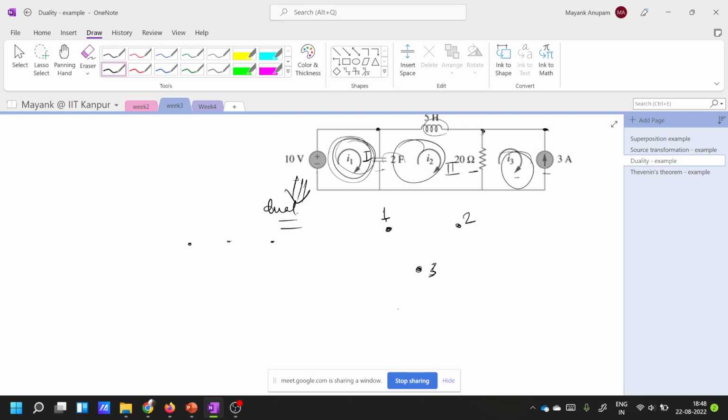By the way, there will always be a reference point. You should always have a reference point.